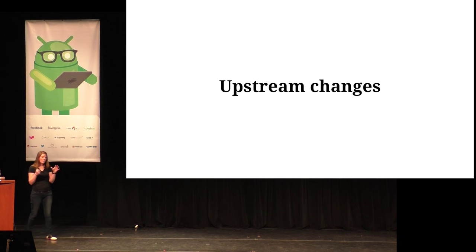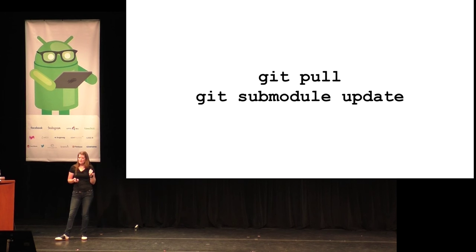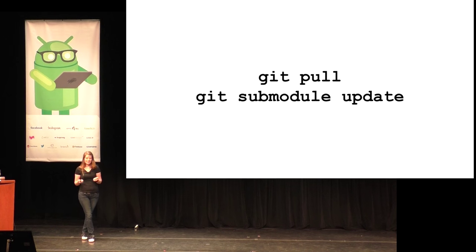All right, so you have been working on some code with a friend, and she's made some changes, so you want to pull those down. So how do you do that with git submodules? Of course, you can't just do a git pull. You also have to then later run git submodule update.